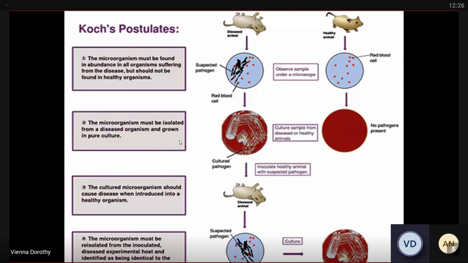The second postulate is, now I told you the first postulate says that any person suffering from a disease is suffering because of the presence of microorganisms.